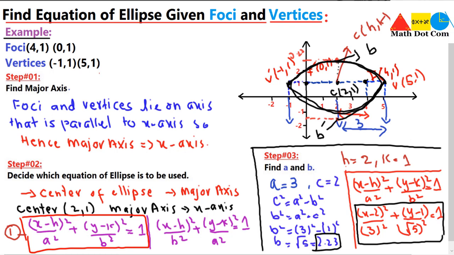So that's all from today's lecture, on how you can find the equation of an ellipse if you are given the foci and vertices, and how you can plot it on the coordinate plane.